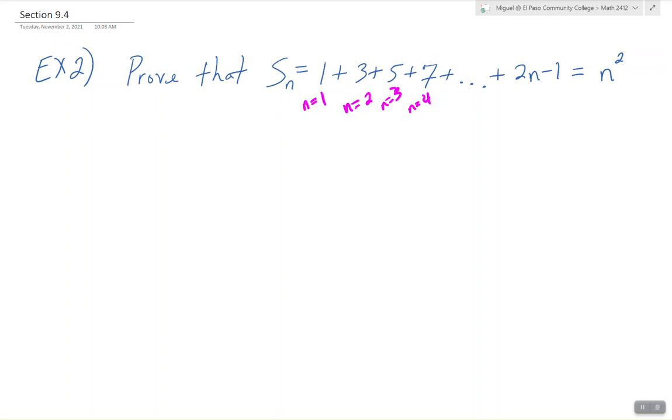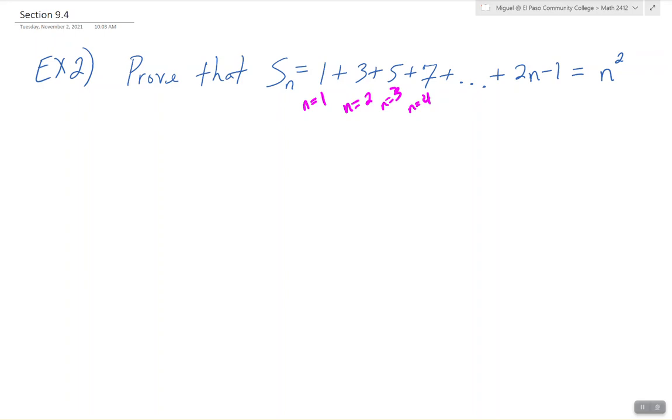Well, if I only go up to 7, that means n is 4, and if I plug in 4 for the n squared, I get 4 squared is 16. Does that make sense? So it does match up. If I do just the first 2 terms, n is 2, the sum would be 2 squared, so that's 4. Is it? 1 plus 3 is 4, so that checks out. So you can check all these, but what would it take for us to prove that this is going to work all the time? That's the question, okay?